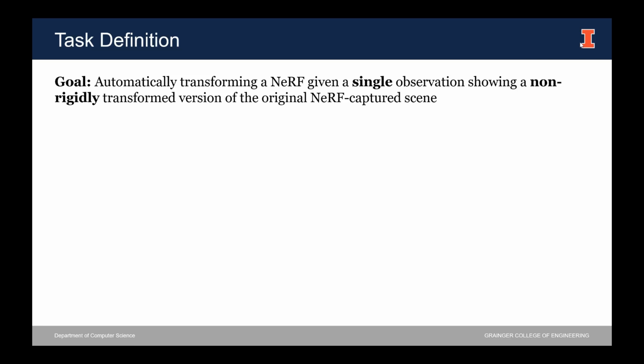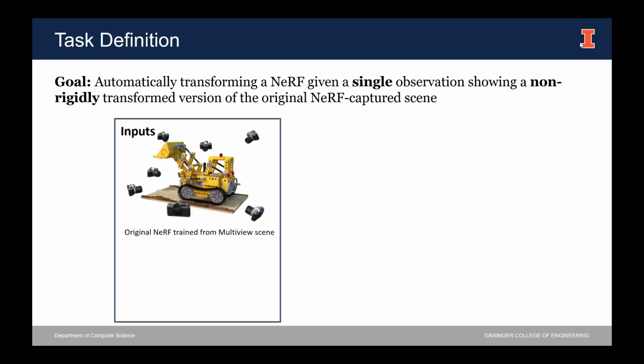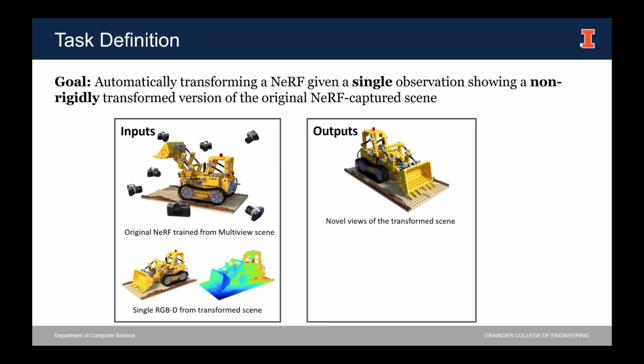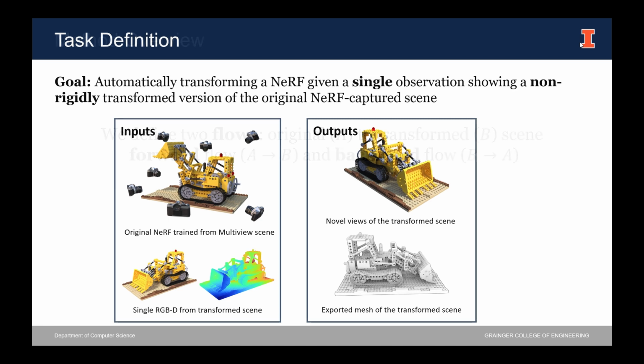Here is our task definition. Given a NeRF of the original scene, which is trained from multiple views of that scene, and a single RGBD image of the transformed scene, we are interested in producing novel views and exporting the mesh of the transformed scene. Now we will show how the scene is re-rendered given a new camera pose in the transformed scene and how we generate the transformed scene mesh.